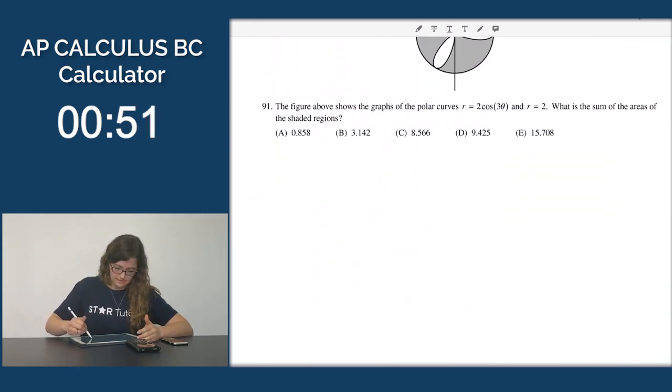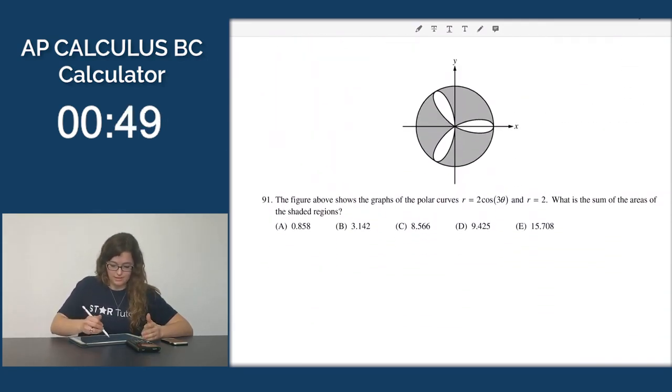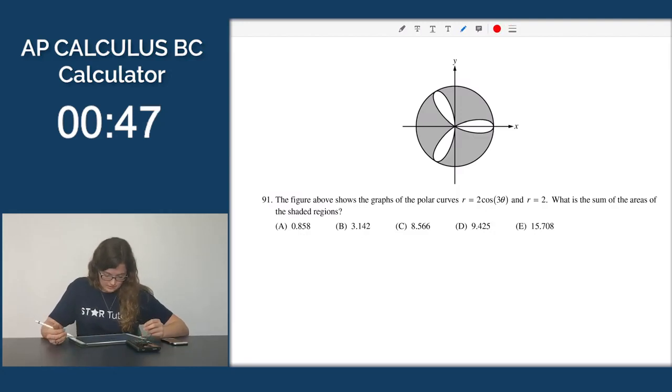And then I've got 50 seconds. Yeah, this polar one we're not even going to attempt. I don't know, which one looks good?